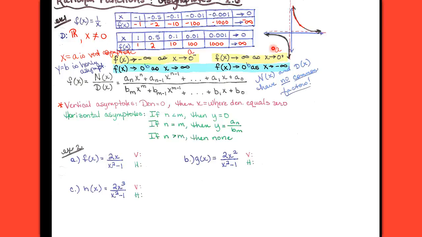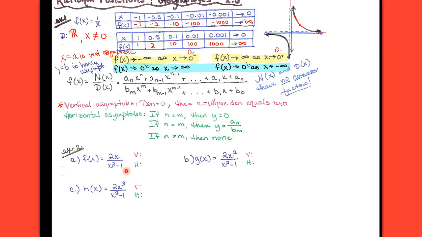All right? If you have a rational function that has no common factors, you can find your vertical asymptote by setting your denominator equal to 0. So where your denominator equals 0, set that equal to x, and that will be your vertical asymptote. So let's say that we've got example 2 down here. F of x is equal to 2x over x squared minus 1. And they said find the vertical asymptote.